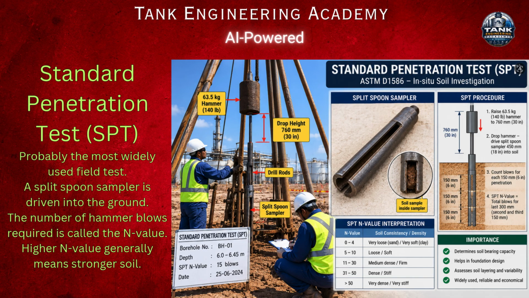Standard penetration test, SPT, probably the most widely used field test. A split spoon sampler is driven into the ground. The number of hammer blows required is called the N value. Higher N value generally means stronger soil.